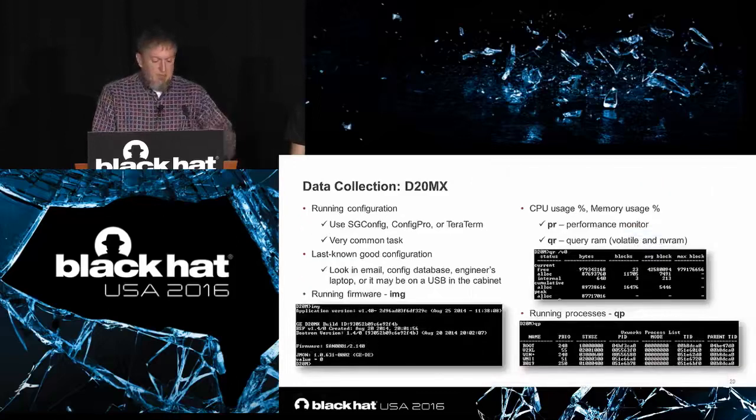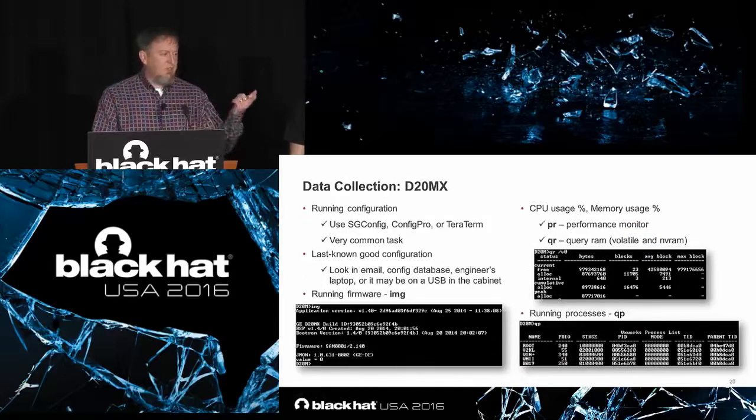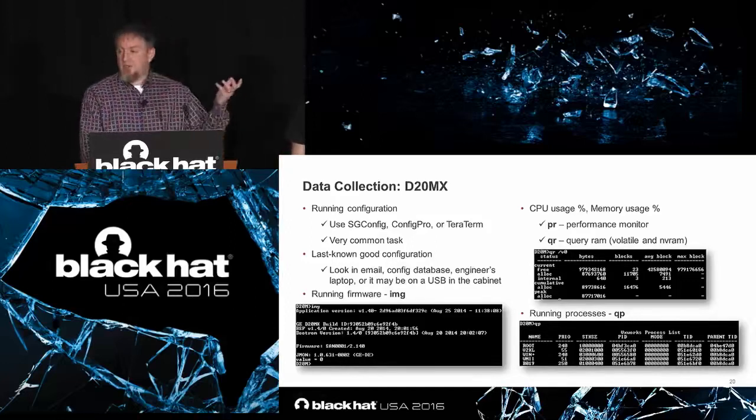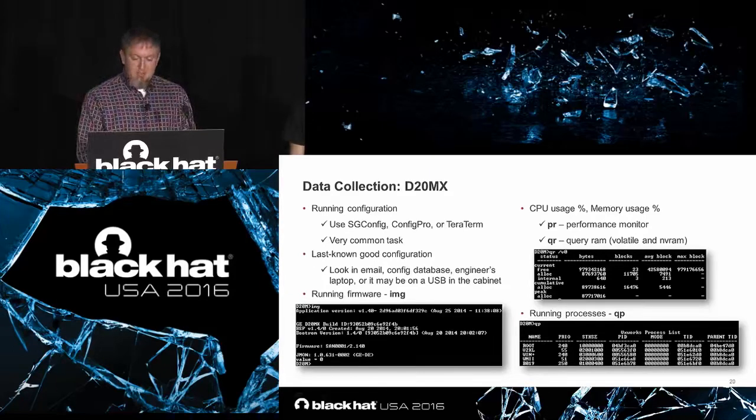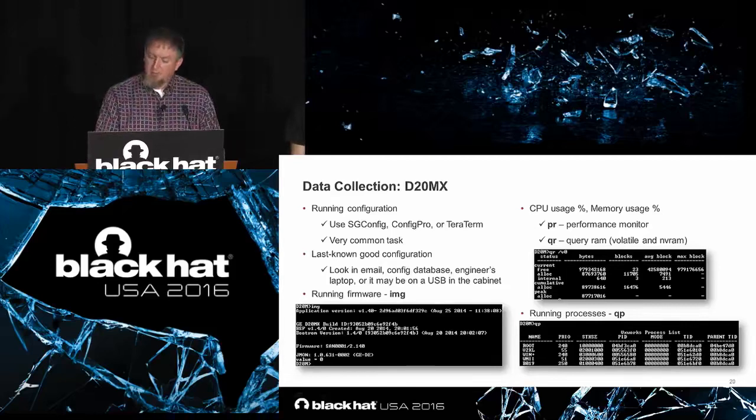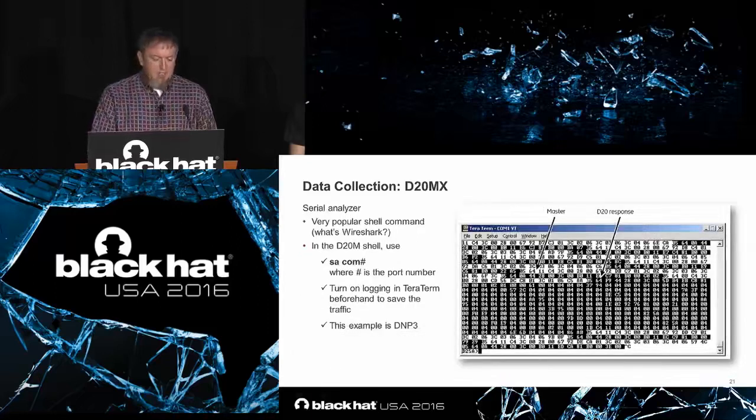So we can get the running configuration. We can get the last known good configuration, which might be stored in a secure file share at work, at the power company, or say if you're at an oil and gas company, you might have a common place where you store your configurations. Or it might be on a USB stick, or on a CD in the cabinet. You can look at the running firmware, the CPU usage and memory usage, and do a query on the processes to see what is running. Very handy. We can do data collection.